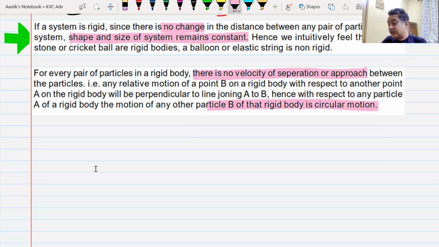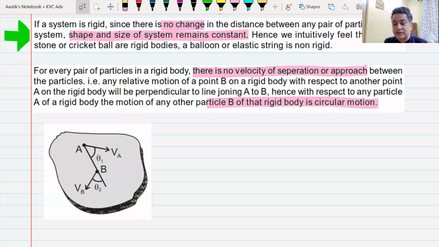There is no velocity of separation and there is no velocity of approach. So whatever happens, there should not be any change in the distance. That gives us a very important concept. If these are two points, you can see these two points A and B are two points on a rigid body.